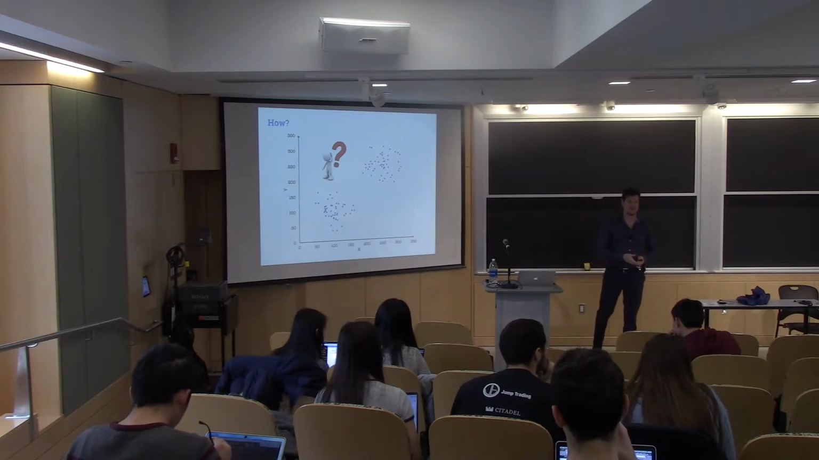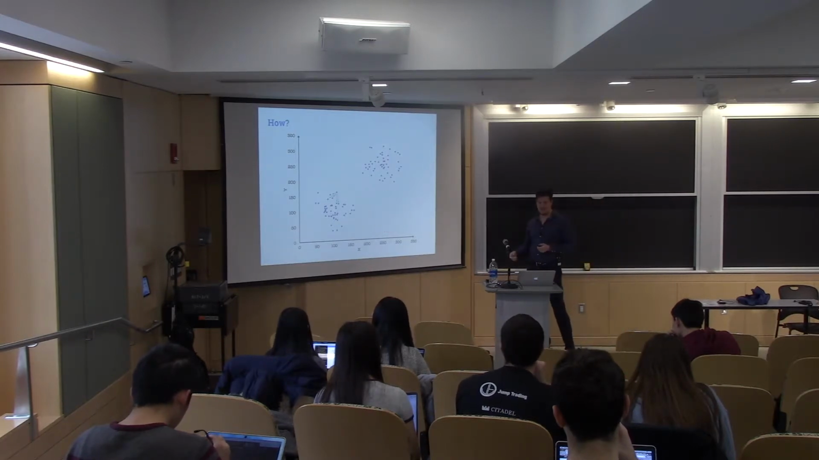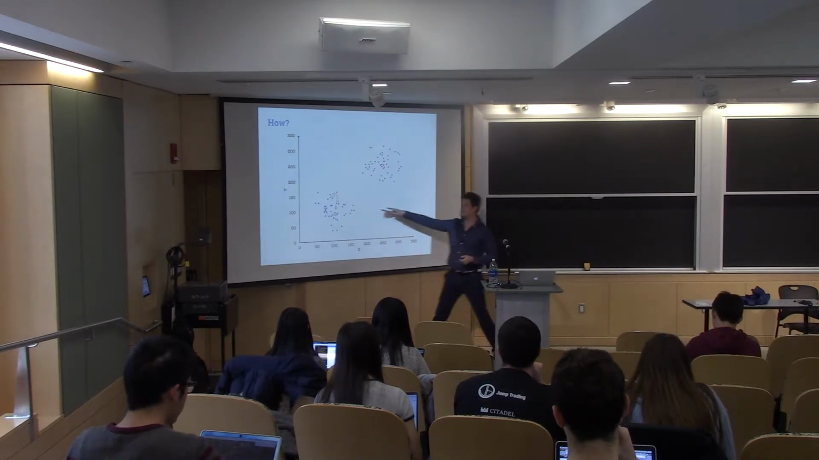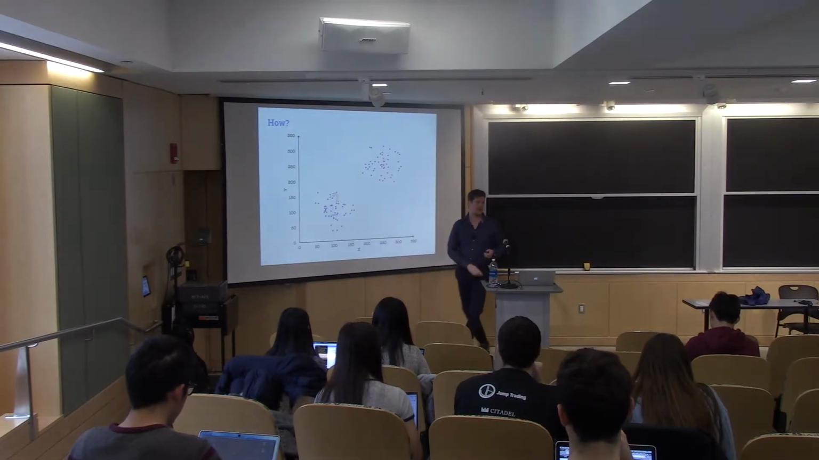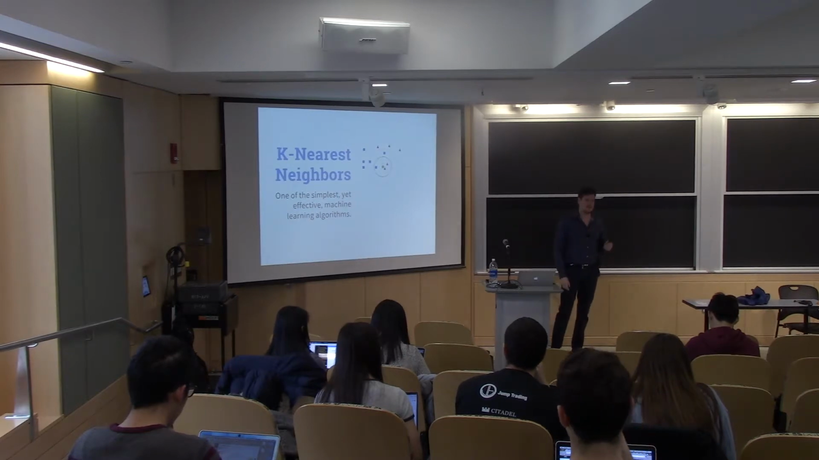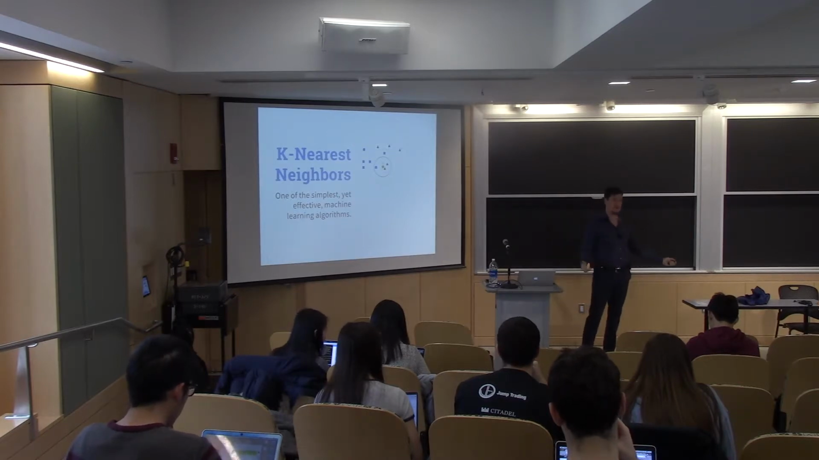Rupert? Yeah, it's obviously not magic. One very simple approach is, well, this point is very close to other blue ones and very far from pink ones. That very simple algorithm is actually called K-Nearest Neighbors. It's one of the simplest yet very effective machine learning algorithms.